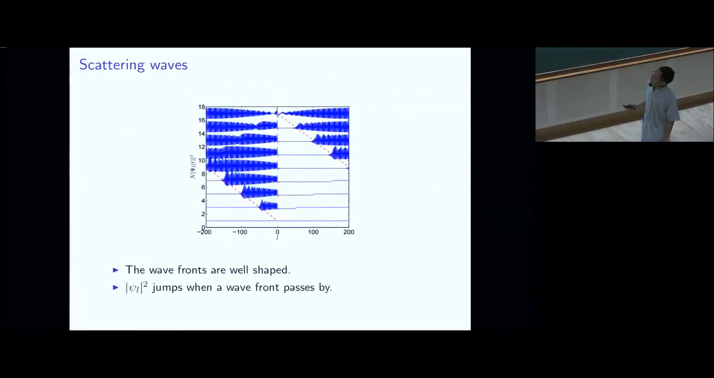The picture is that when you erect the defect potential, you generate outgoing scattering waves. So here you see very well-shaped wavefronts. Each time the wavefront passes the site under observation, the probability density jumps from one plateau to another plateau. I don't think I have the time to go into the mathematics of the plateaus, so I just skip it.